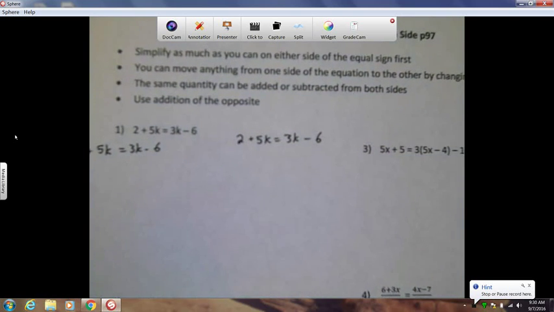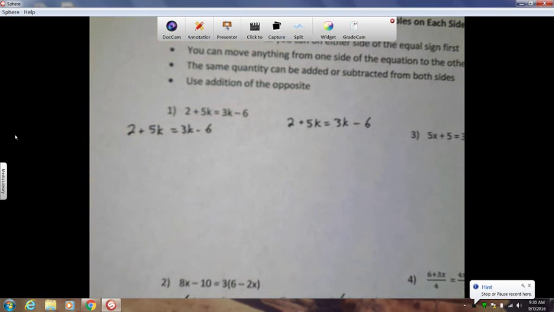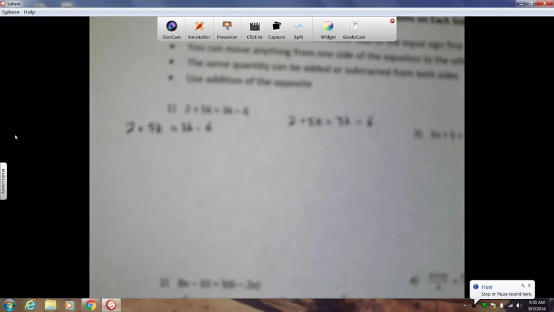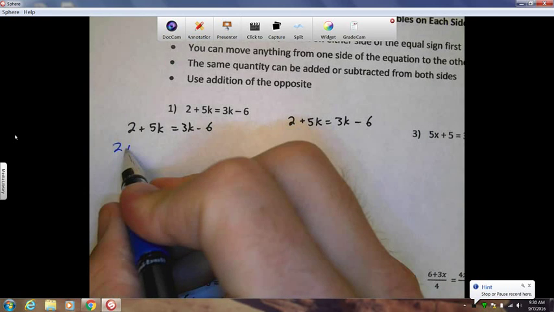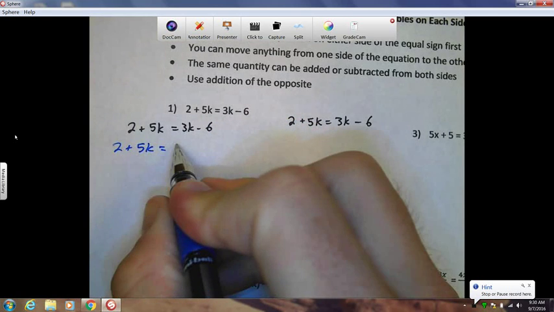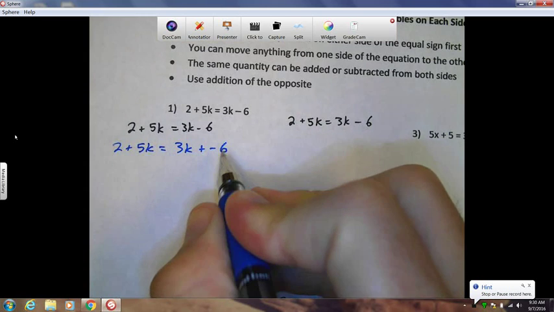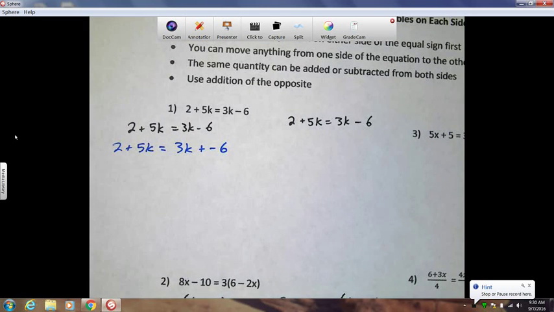Let's look at the first one. So here's number 1, and I've written it in 2 places because I'm going to show you 2 different ways. First thing I'm going to do is rewrite this using addition of the opposite. Okay?